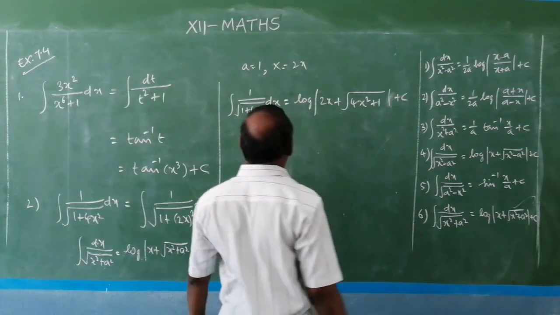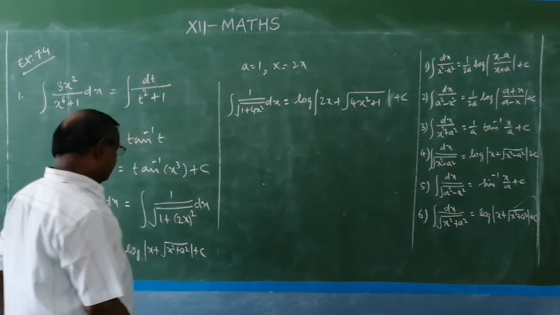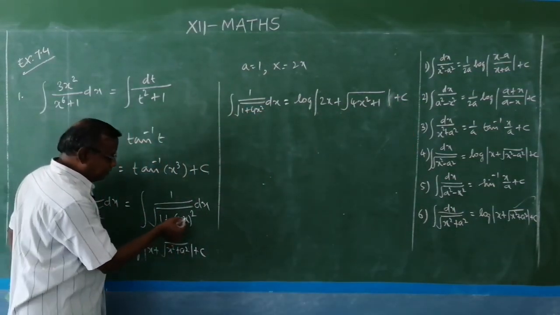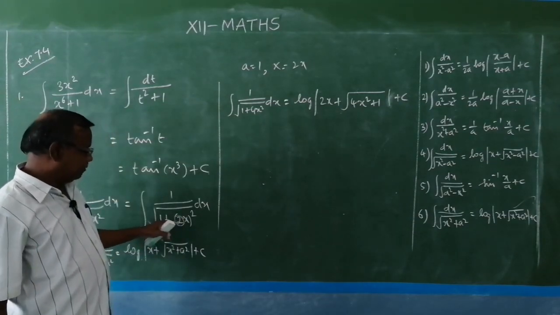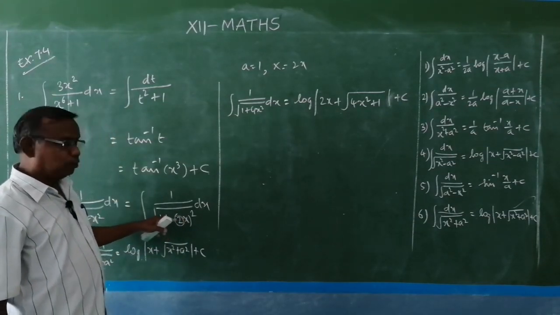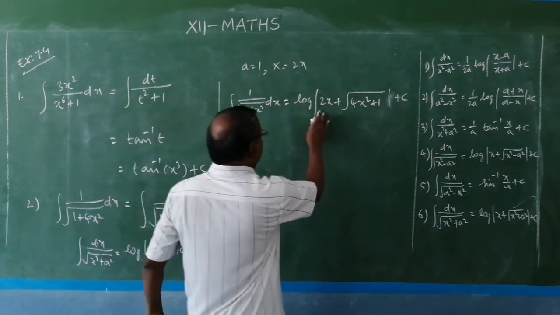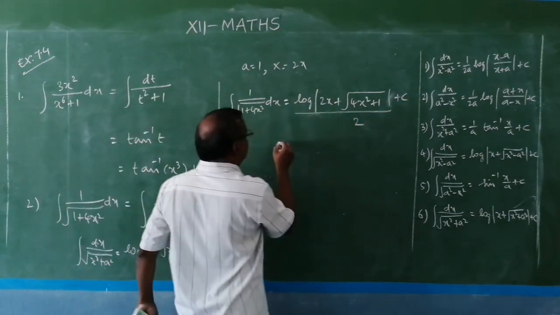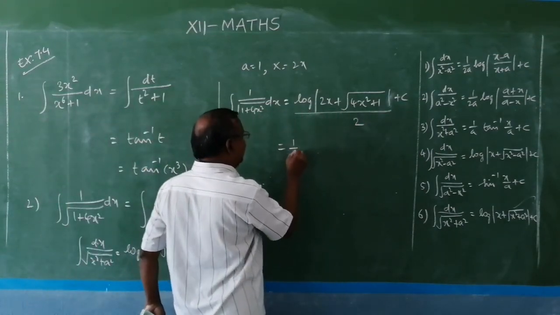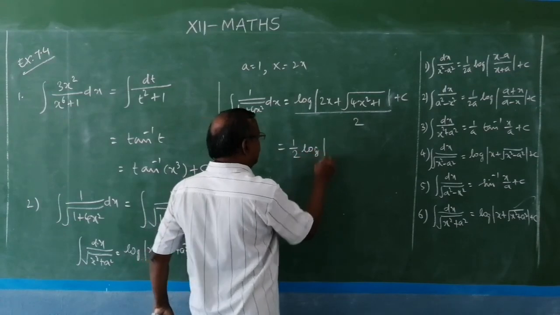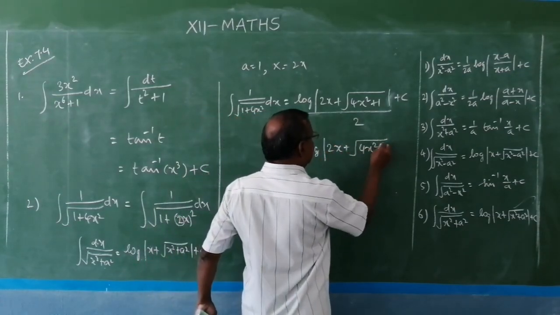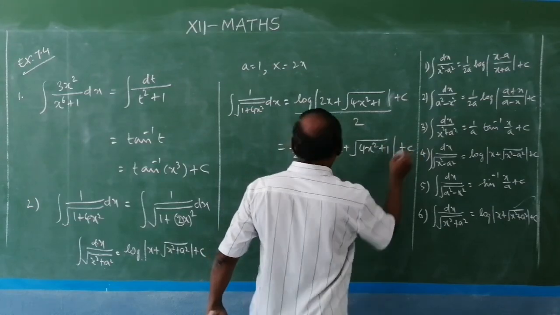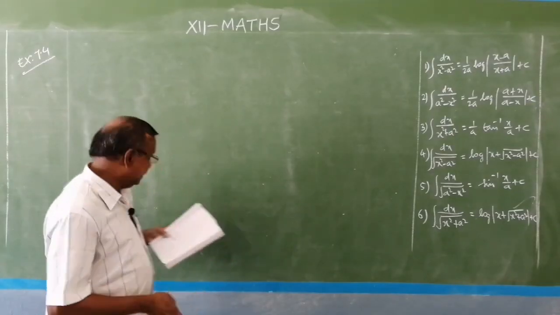But one thing we have to look at here. If x has any coefficient, then we have to divide by the same coefficient. So here we have the coefficient 2 for x. So divide it by 2. Therefore the result is 1 by 2 into log of modulus of 2x plus root of 4x square plus 1, plus c. Next, question number 3.